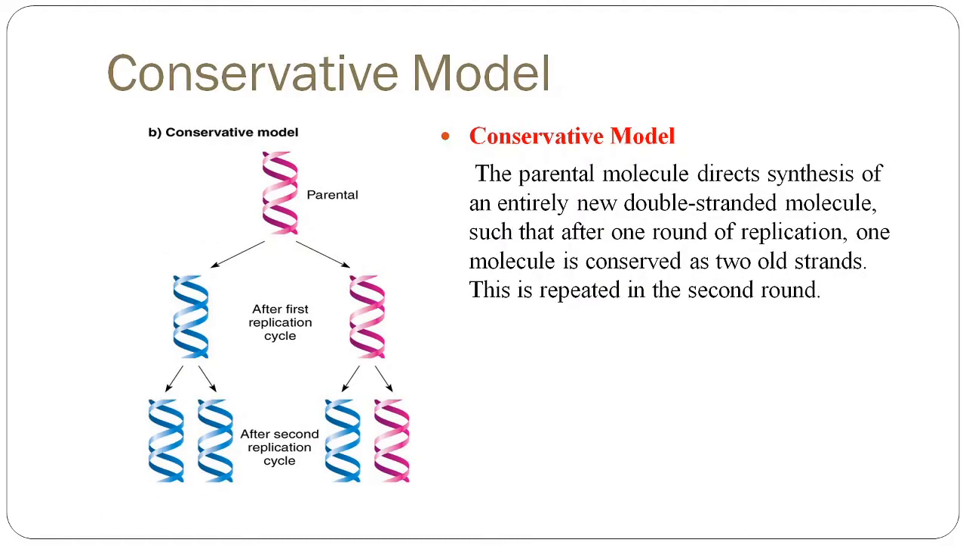The next model is the conservative model. Conservative means it will not change, it will be as it is. But in the conservative model, what happens? The parental molecule directly synthesizes an entirely new double-stranded molecule. You can see over here, the pink one is the parental strand. After the first replication cycle, both parental strands remain as they are, but the new complementary strands, the whole new DNA molecule, are synthesized. Again, at the time of the second replication cycle, what happens?